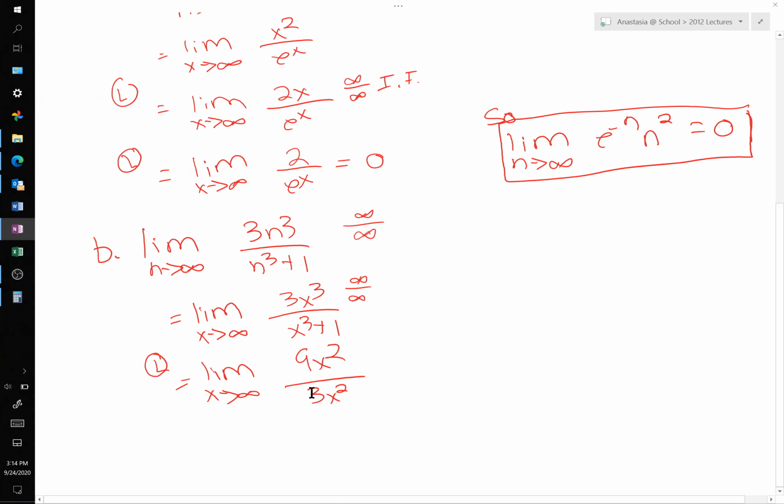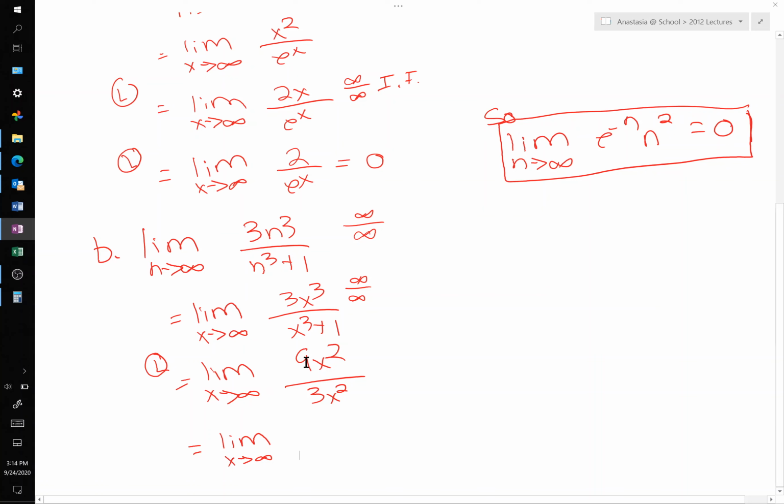One thing about L'Hopital's rule: if you apply L'Hopital's rule, simplify first before you try to evaluate the limit. If you tried to evaluate the limit now, you would get infinity over infinity, so you'd apply L'Hopital's rule again. But you can save yourself a lot of hassle by simplifying first.